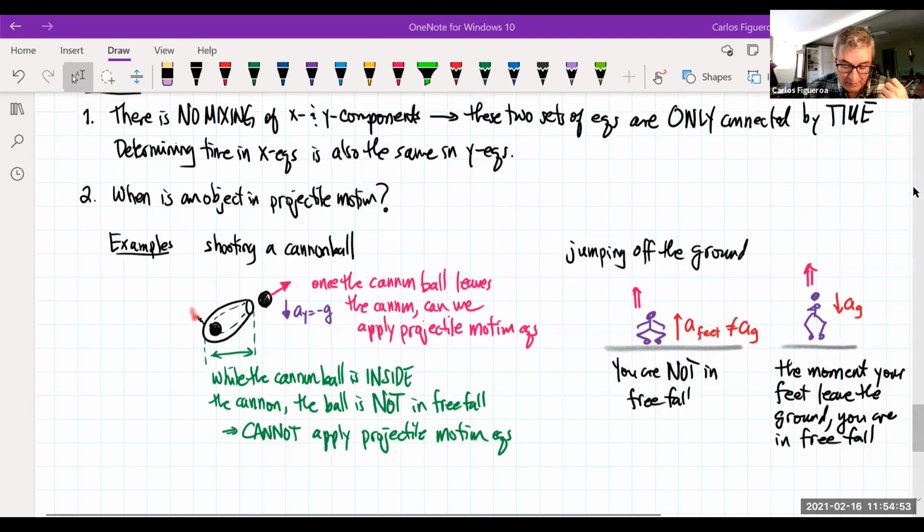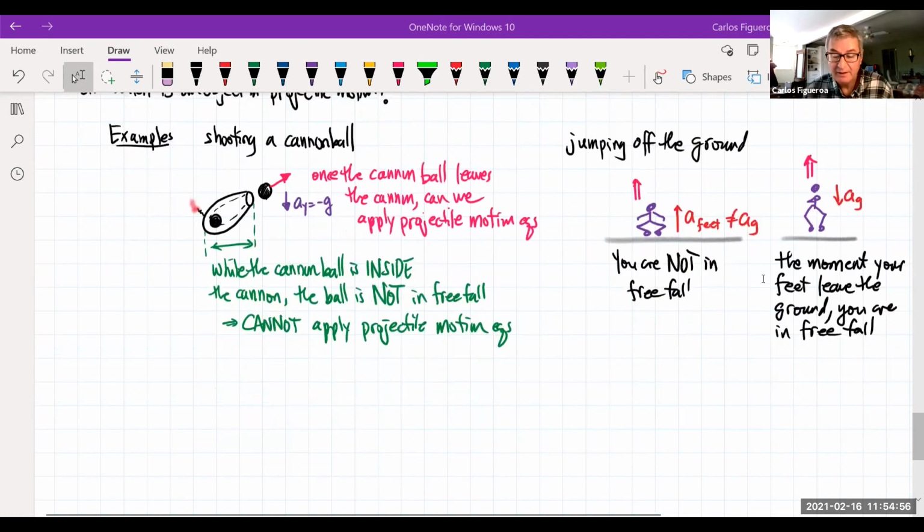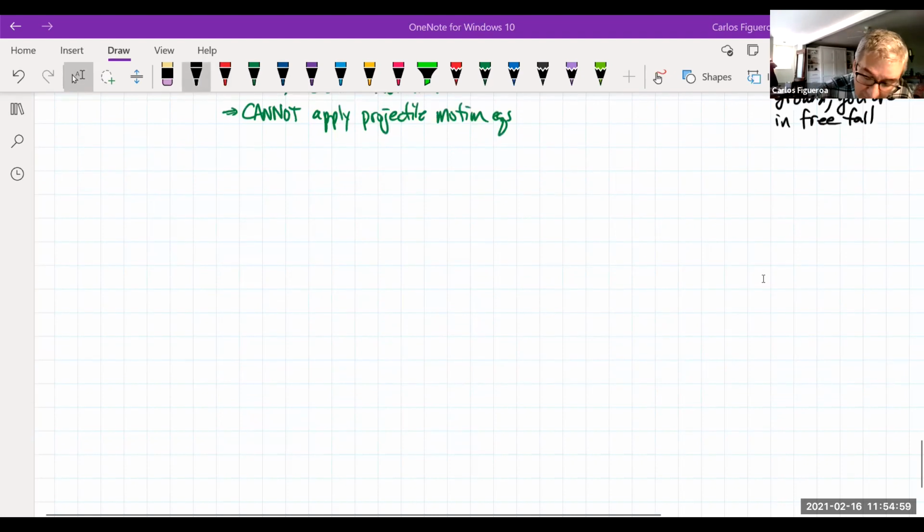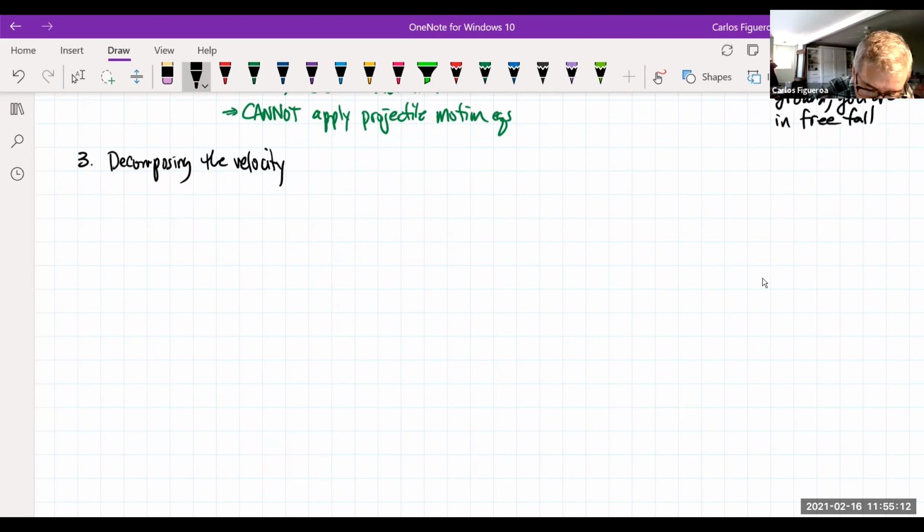So the next piece that we want to focus on, let me find my mouse, would be the third thing here, is that we want to talk about decomposing the velocity component. One of the most important things here. And it turns out that there are three cases to consider. So let's look at these guys here. Let's look at case one.